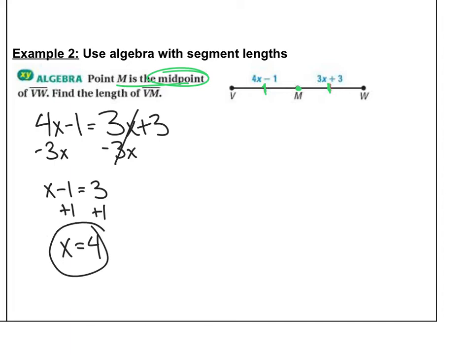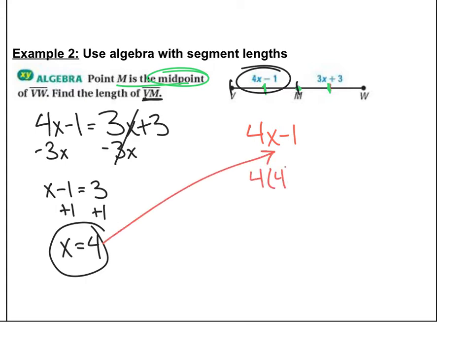I'm not done when I get x equal to 4. They didn't say what is x. They want to know the length of VM. VM is from here to here. So it's 4x minus 1. So I'm going to take that and I'm going to plug my x into it. So we'll put that x in there. So 4 times 4 minus 1. 4 times 4 is 16. Minus 1 is 15. So VM is equal to 15 units.